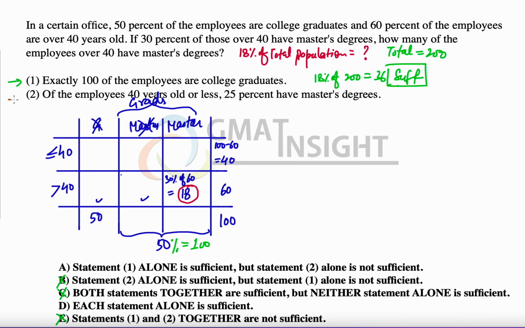Now let's look at the second statement. Of the employees 40 years old or less, that means out of these 40 people, 25% have a master's degree. That means 25% of 40 is equal to 10. But this is 10% of the total population. Remember one thing, that everything in this grid is in percentages, and there is no absolute number of the total population given in the second statement. Therefore the second statement would be insufficient, and hence the answer to the question becomes option A.